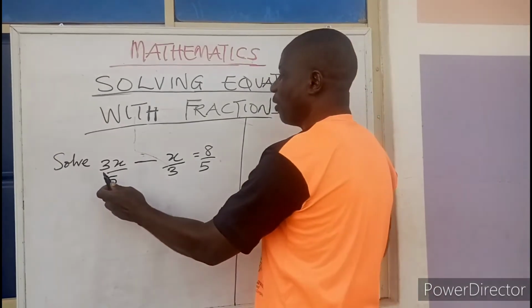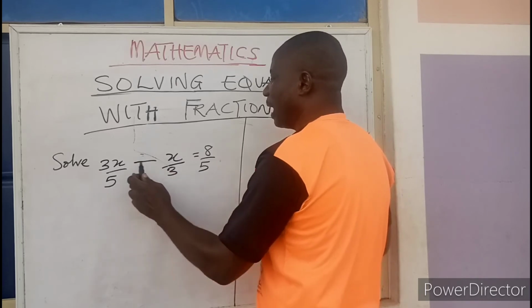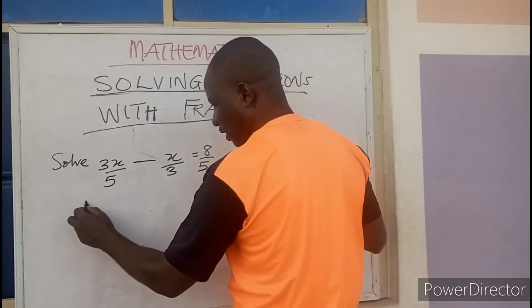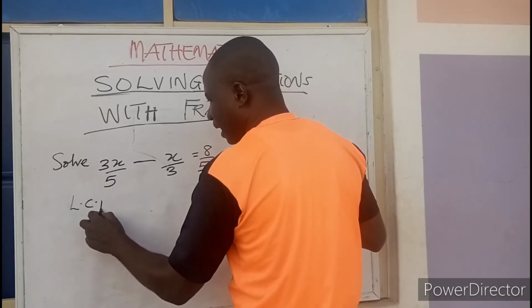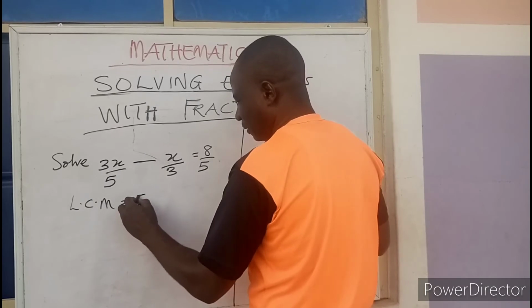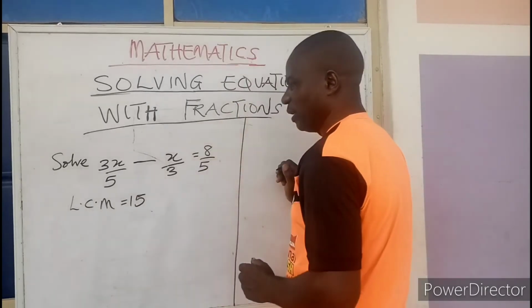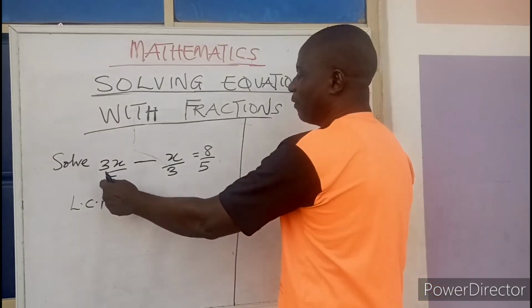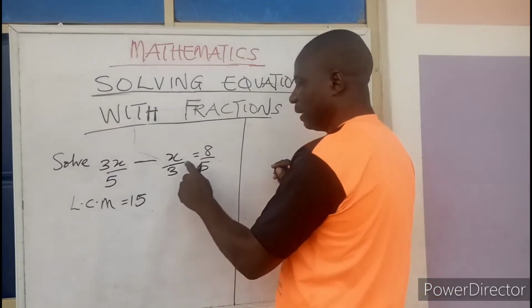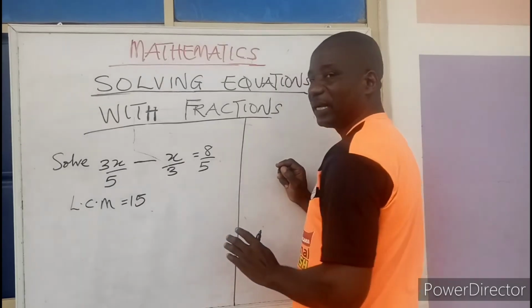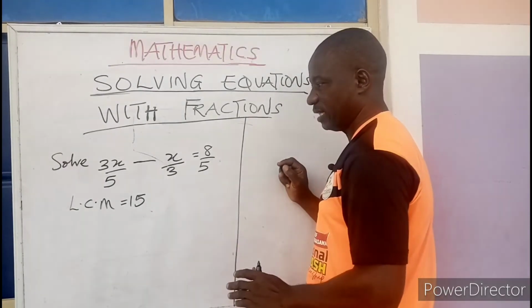What is the LCM of 3 and 5? The LCM, of course, is going to be 3 times 5, that is 15. The LCM, that's the lowest common multiple, is what? Is 15. If the LCM is 15, then it means 5 can go in 15. 3 can go in 15. And of course, this one too can go in 15. That is why we choose it as the LCM.